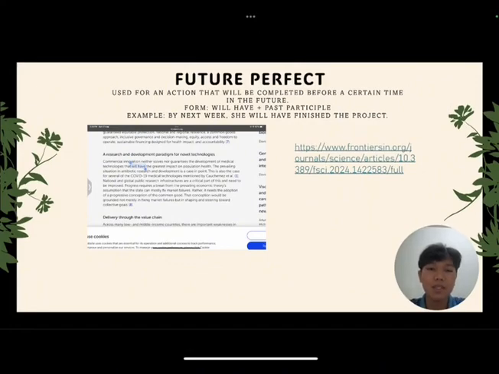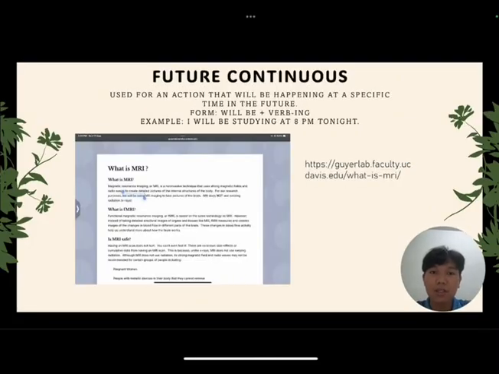The example sentence that I picked from a Frontiers article is, commercial innovation neither solves nor guarantees the development of medical technologies that will have the greatest impact on population health. That's it.